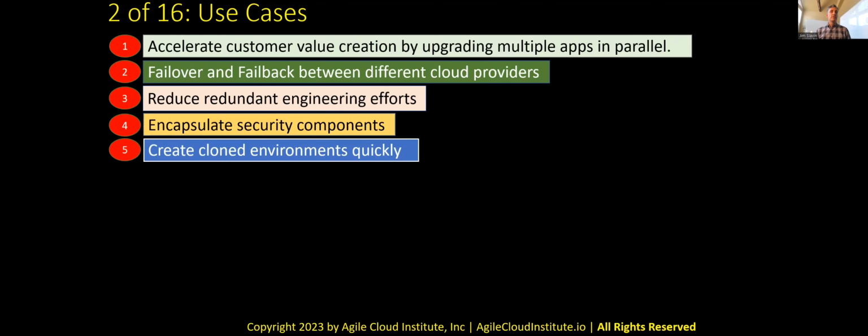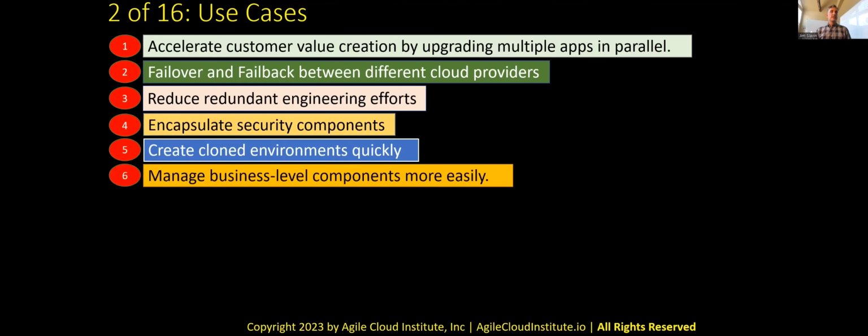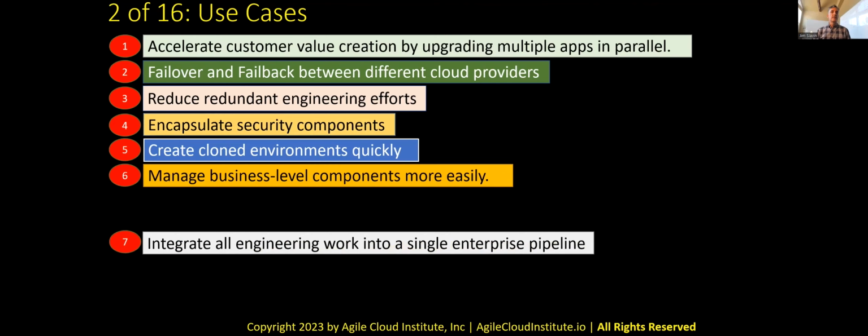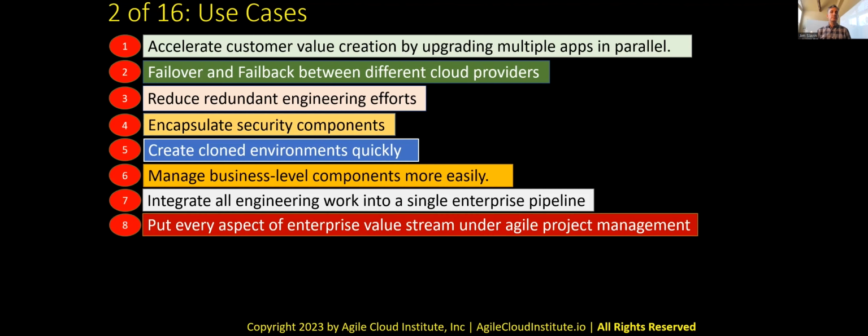The fifth use case involves enabling you to create cloned copies of your environments very, very quickly at levels that are more meaningful to the company. The sixth use case enables you to operate on business level components of your platform more easily. In other words, enabling you to make changes in your platform that have meaning to the business in a way that's easier. The seventh use case, or another use case, involves integrating all engineering work into one single enterprise pipeline so that it's easier for you to deploy changes across the entire enterprise.